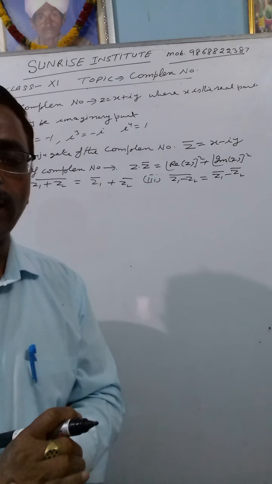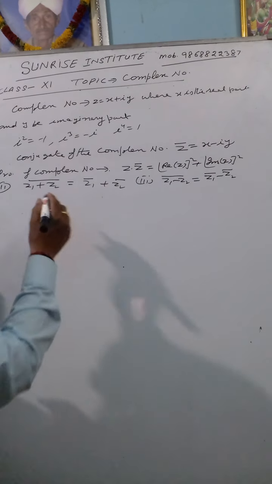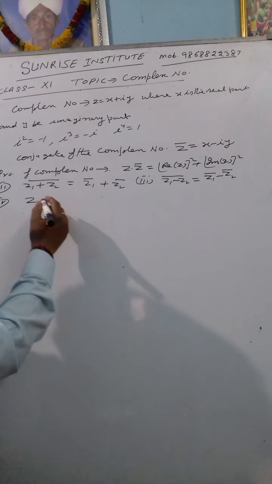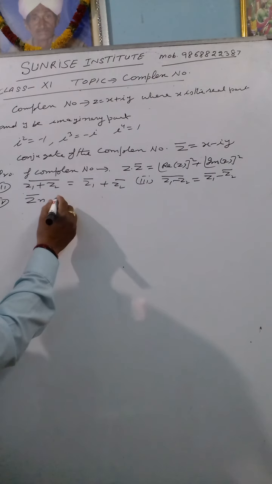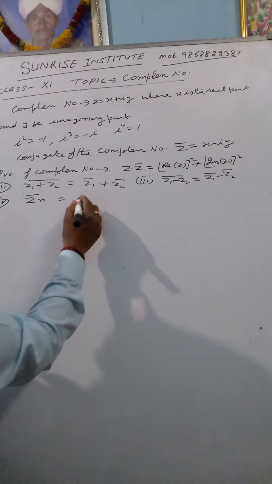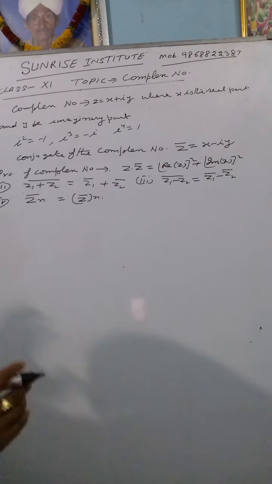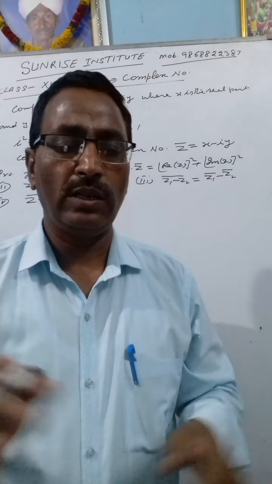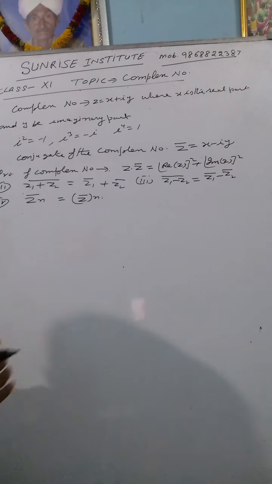Okay students, next, z1 z2. Property 4: conjugate of z to the power n equals conjugate of z to the power n. Okay students, this is the property of the conjugate. Then the modulus of the complex number.